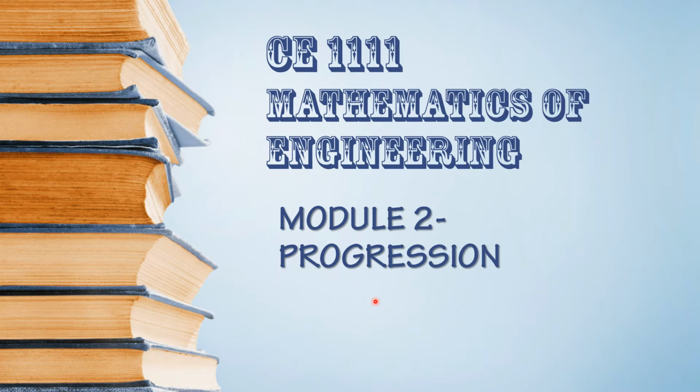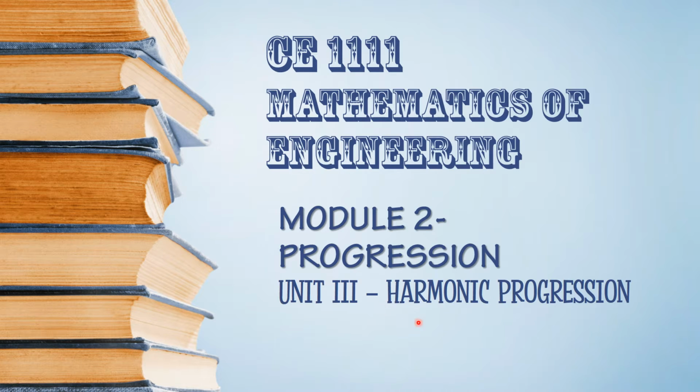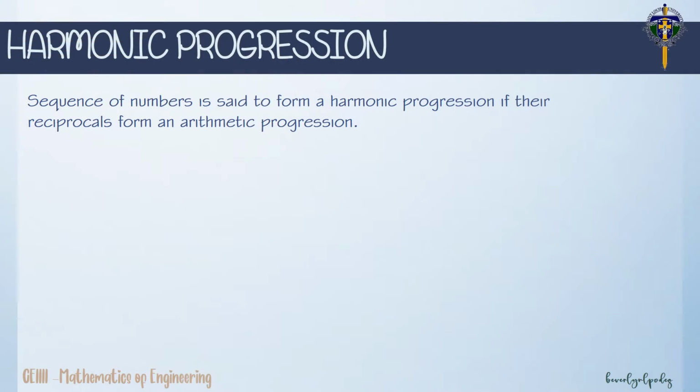Alright, so the last topic for Module 2 is harmonic progression. A sequence of numbers is said to form a harmonic progression if their reciprocals form an arithmetic progression. So we take a look at an example here below.